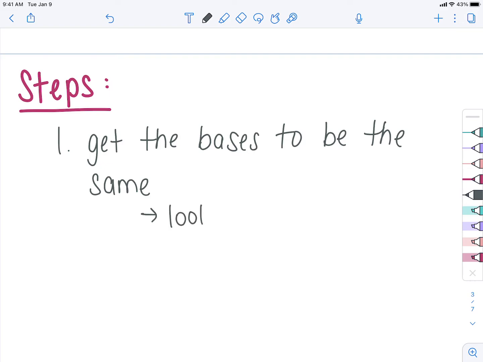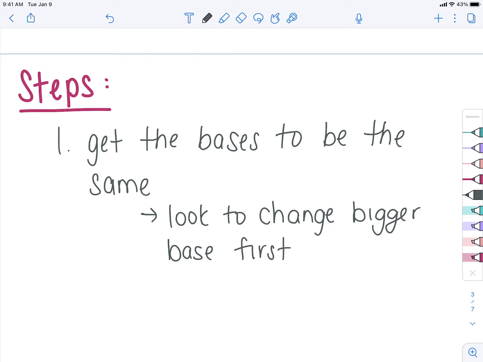Look to change the bigger base first. Sometimes you might have to change both bases, and we're going to look at examples of both, but normally you want to first check your bigger base and see if you can rewrite it to match the other given base.